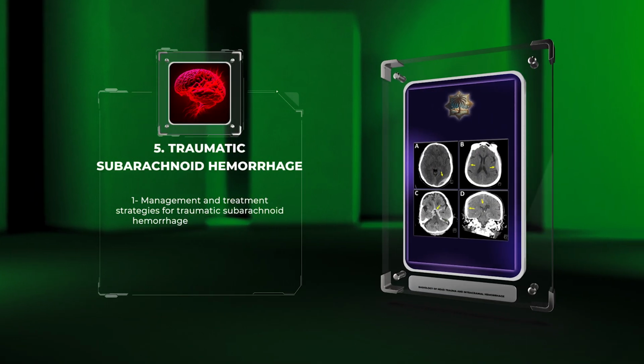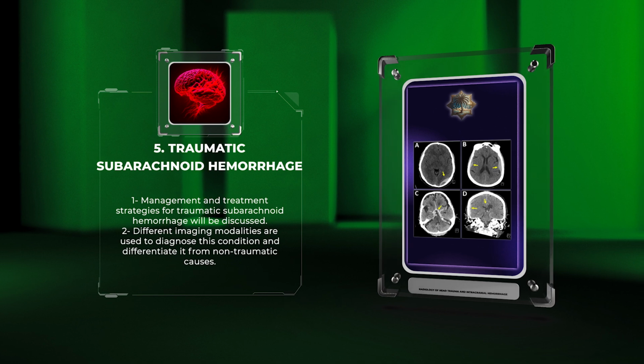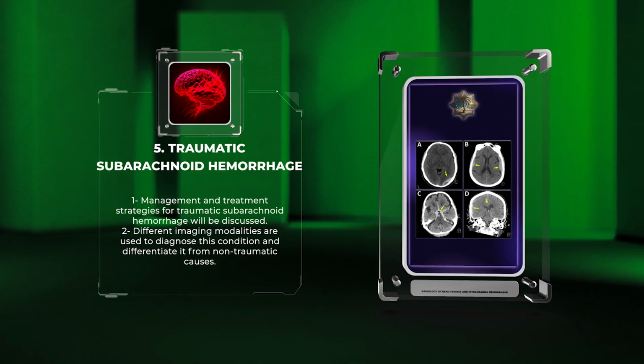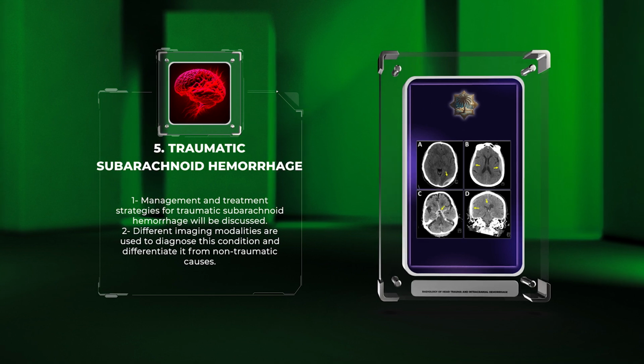In our sixth topic, we will discuss the management and treatment strategies for traumatic subarachnoid hemorrhage. We will explore the different imaging modalities used to diagnose this condition and how to differentiate it from non-traumatic causes.